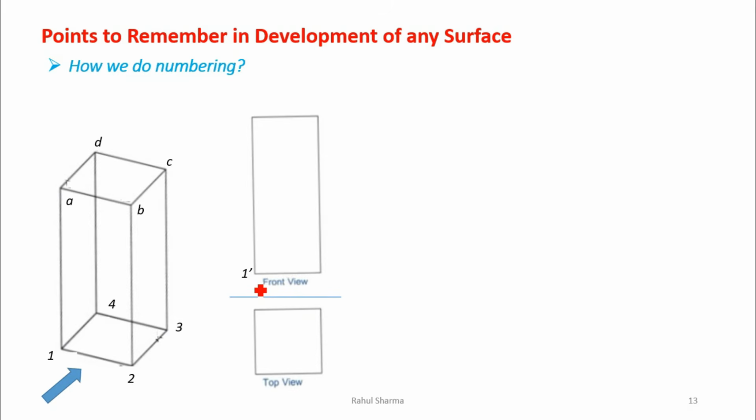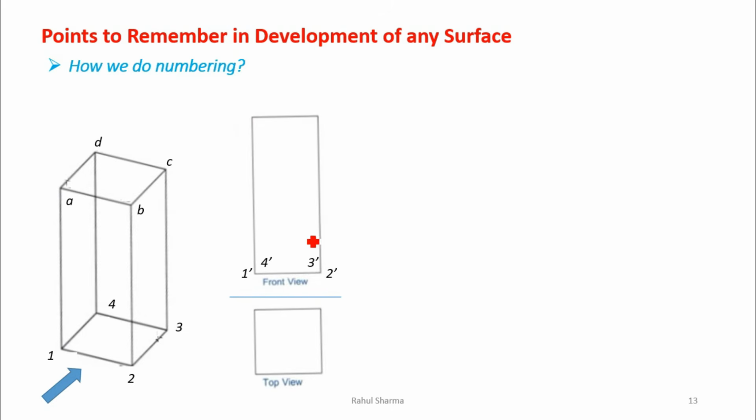I told you in orthography, when we have to write the front view of an object, we give the numbering with dashes, the top view without dashes, and the side view with double dashes. So in the front view you can see the points 1 dash 2 dash, while 3 dash and 4 dash are not visible in the front view, so we write 3 dash 4 dash inside the front view, and 1 dash 2 dash outside the front view.